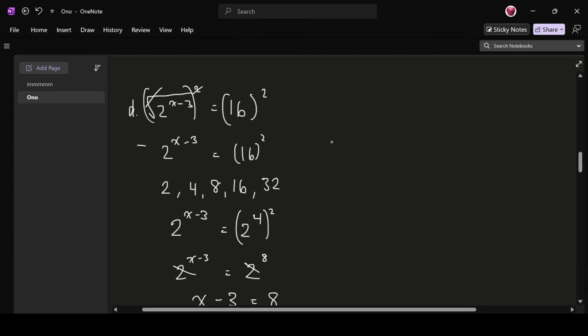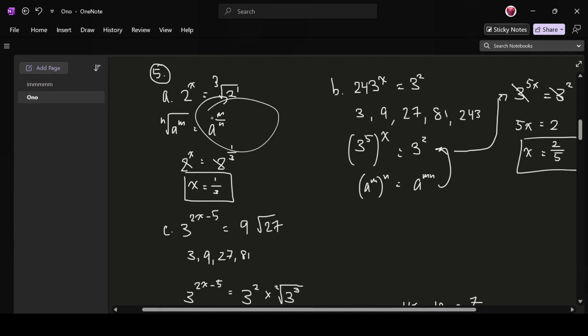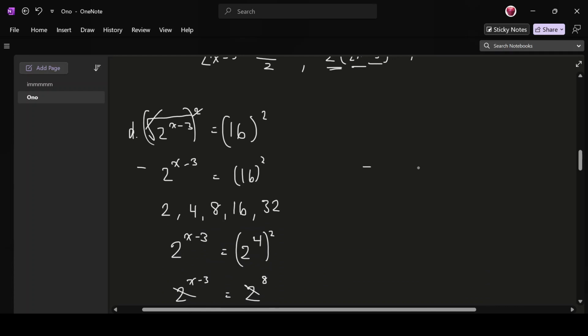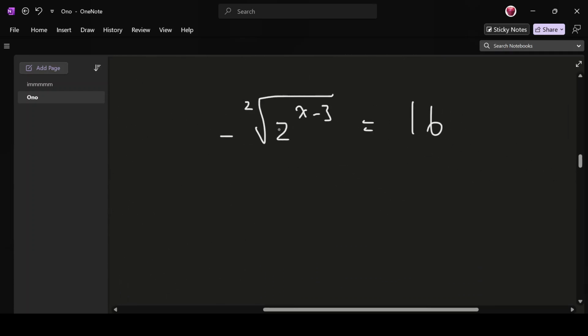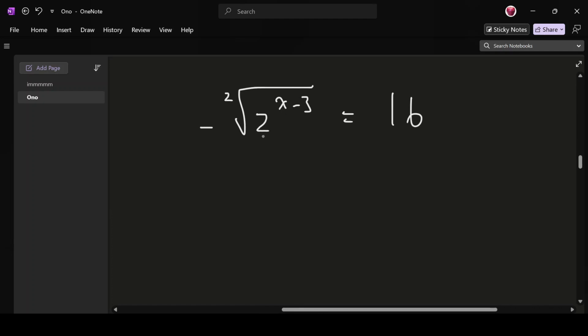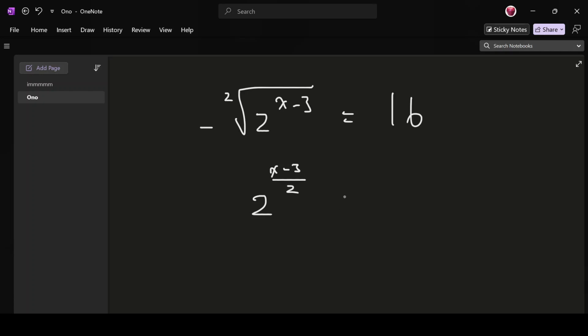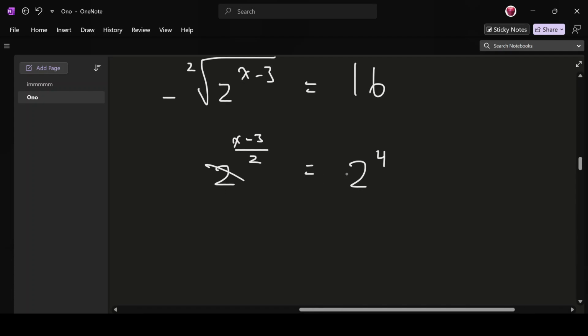Now I'm going to explain the second method, which is, well, using this law, where you make the power into a fraction. So, okay, this is square root, right? So there's an invisible 2 right here. So not only do we want to make the power a fraction, we move this 2 to the denominator. So 2 to the power of x minus 3 over 2 is equal to 16, which is 2 to the power of 4. And now we can cancel the bases, and we're left with x minus 3 over 2 is equal to 4.